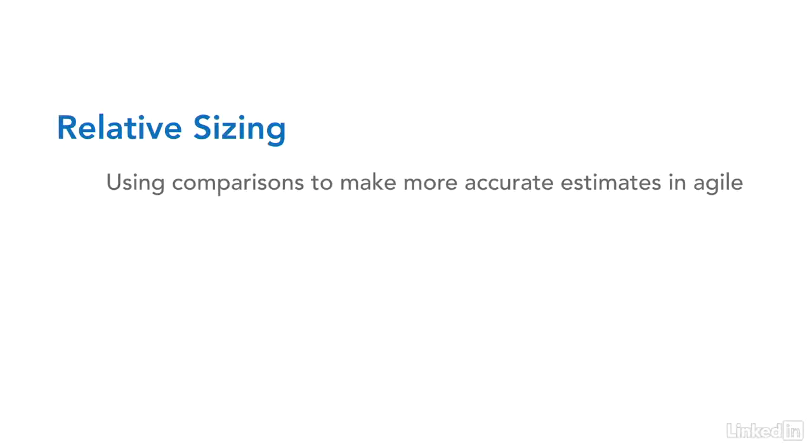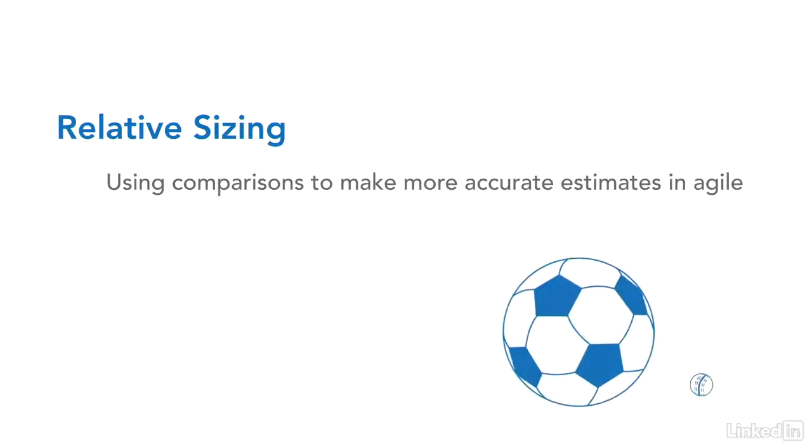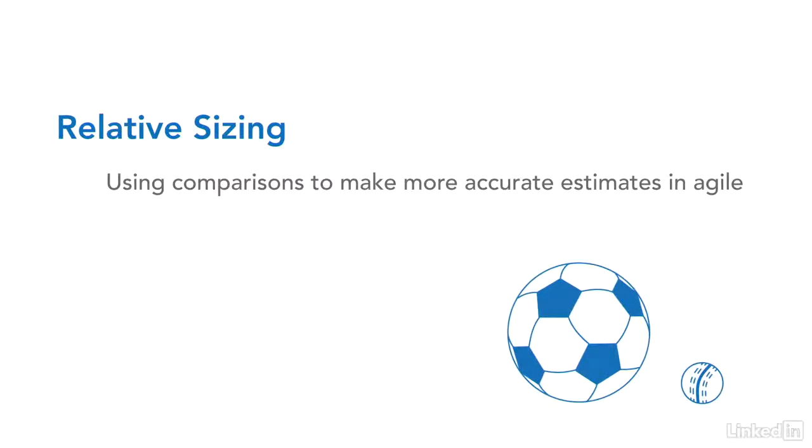Agile addresses this fundamental human behavior by acknowledging that, while people stink at absolute estimation, we're really good at comparing things to each other. This is known as relative estimation. Agile teams rely on this type of relative sizing to be faster and more accurate with their estimates. As an example, a soccer ball is roughly 3 times bigger than a cricket ball.